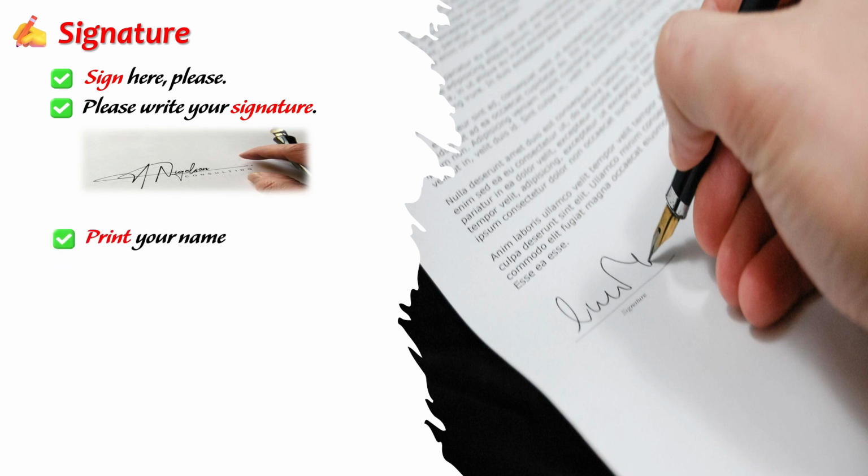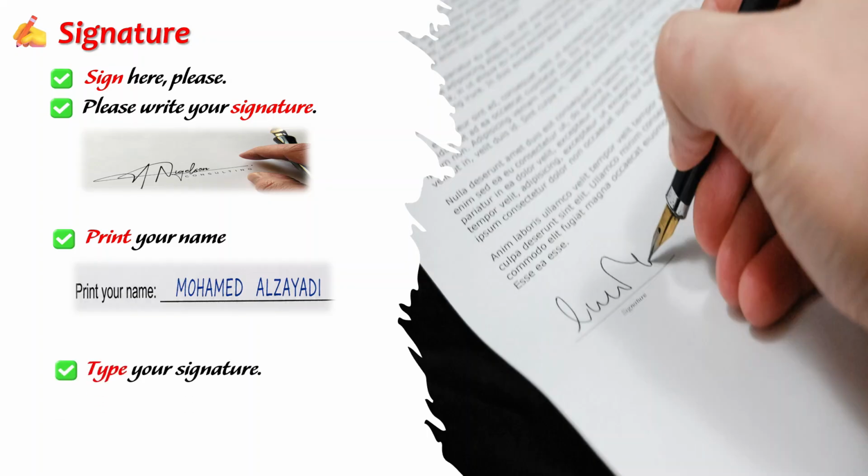Another thing you would find in a form is print your name. Printing your name is typing your name in a very clear way using very obvious letters, like the one in this image. One more thing you would find in a form is type your signature. The word type is writing but on a keyboard. So you only find the word type in documents that you sign electronically or on a computer like this picture.